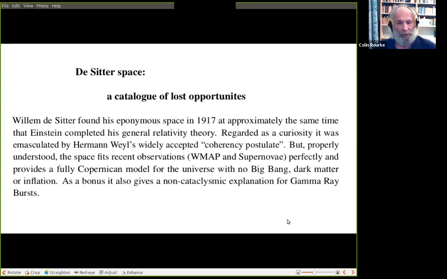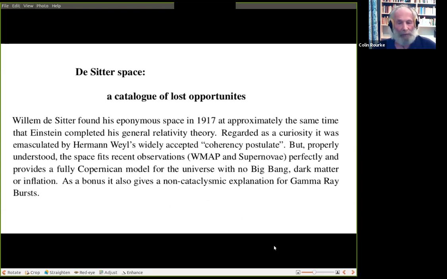Because it's the first space you trip over when you try to get away from Minkowski space and do general relativity of any kind, it was found very early. Willem de Sitter found it in 1917, just when Einstein was finishing his general relativity theory. Einstein didn't like that. He really didn't like having anybody else on his patch, and he found things that were wrong with it. But anyway, we have to live with Einstein.